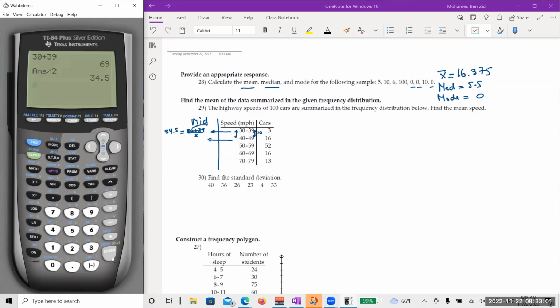So this is going to be 44.5. The next one is going to be 54.5. The following one is going to be 64.5. And the following one is going to be 74.5. So those are your midpoints. This is going to be your new X. So the X values will be that one, and this is the frequency. The frequency is going to be the other numbers.